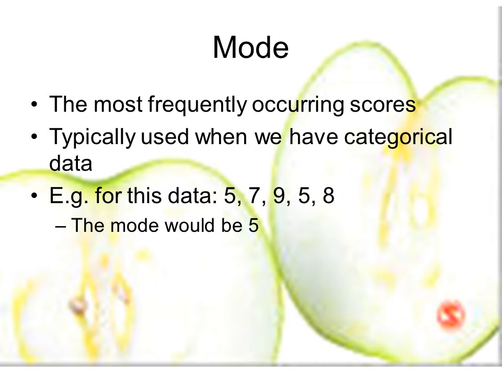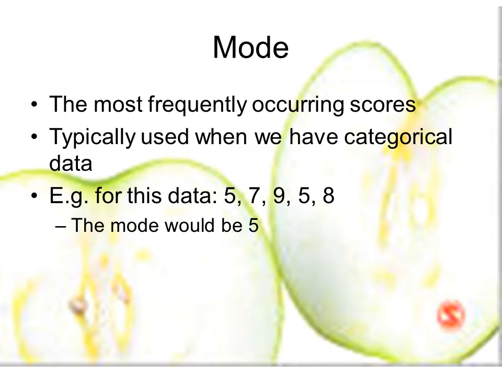And the last area of measures of central tendency is something called the mode. The mode is the most frequently occurring score. It's typically used when we have categorical data, so we're able to categorize it, not continuous. Remember, in the last chapter we talked about categorical being nominal and ordinal data, and then we talked about continuous being interval and ratio data.